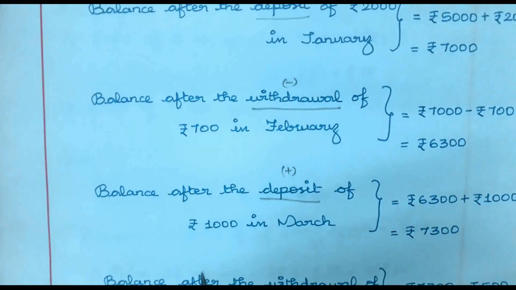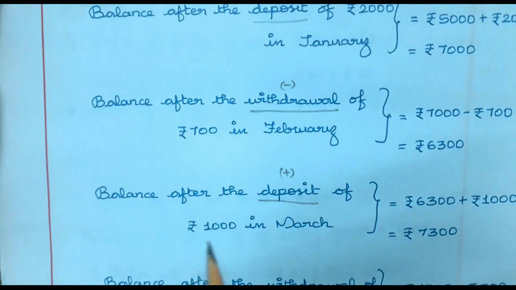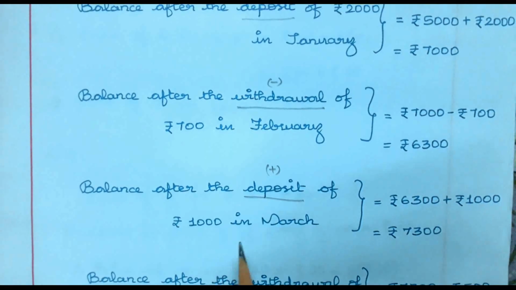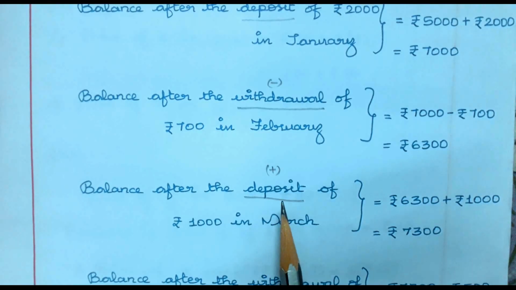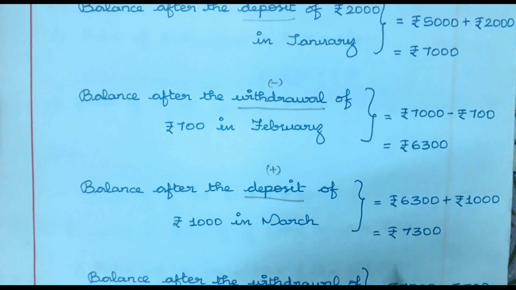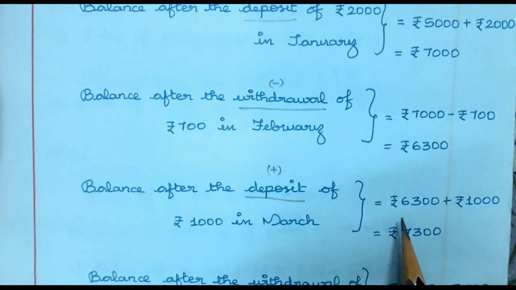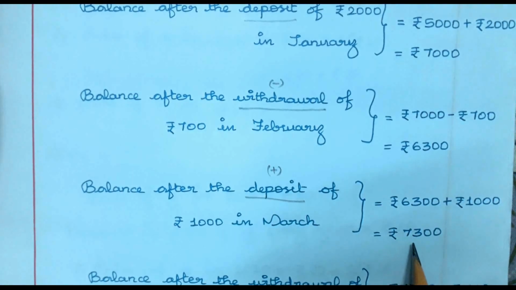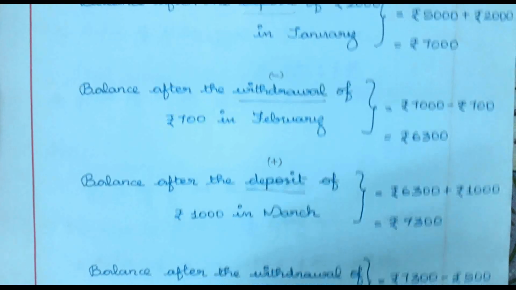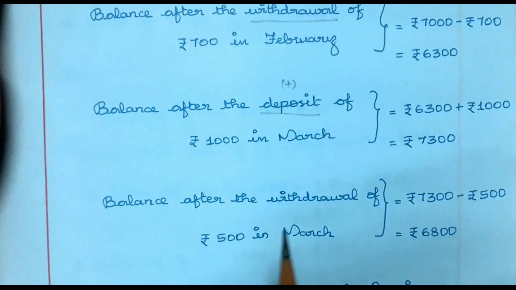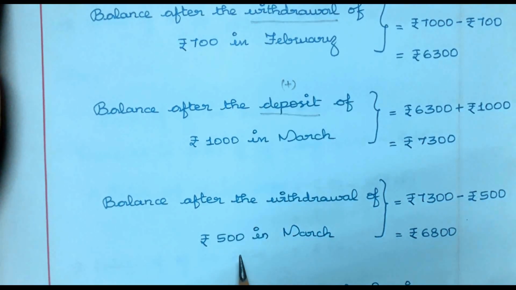Clear? Now balance after the deposit of 1,000 in March. Again in March she is depositing 1,000 rupees. Deposit, you already know it, is adding some amount. So already the bank balance is 6,300. Now she is adding 1,000 rupees. Therefore the answer is rupees 7,300.